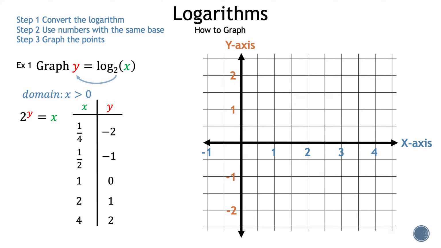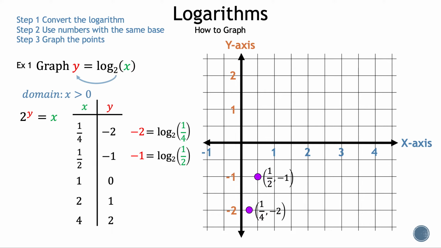Now let's convert each point to a logarithm. The point (1/4, -2) becomes negative 2 is equal to log of 1/4 to base 2. Let's plot the point. The point (1/4, -2) is in the fourth quadrant. Now let's convert the point (1/2, -1), and it becomes negative 1 is equal to log of 1/2 to base 2. Let's plot the point. The point (1/2, -1) is also in the fourth quadrant.